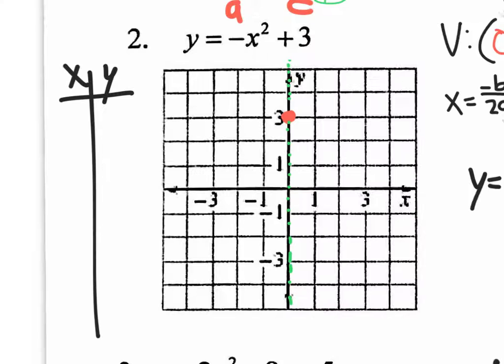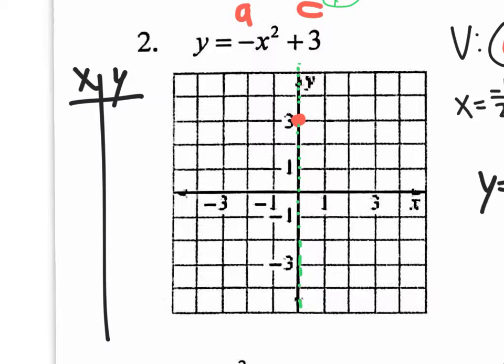Dotted line right through it. So there's my xy table. Normally I would say, what's the easiest number to plug in? 0, right? That's the easiest number, but we already plugged it in. That was part of the vertex. The vertex x value was 0, so it would be pointless to plug in 0 again. We want to plug in other numbers.